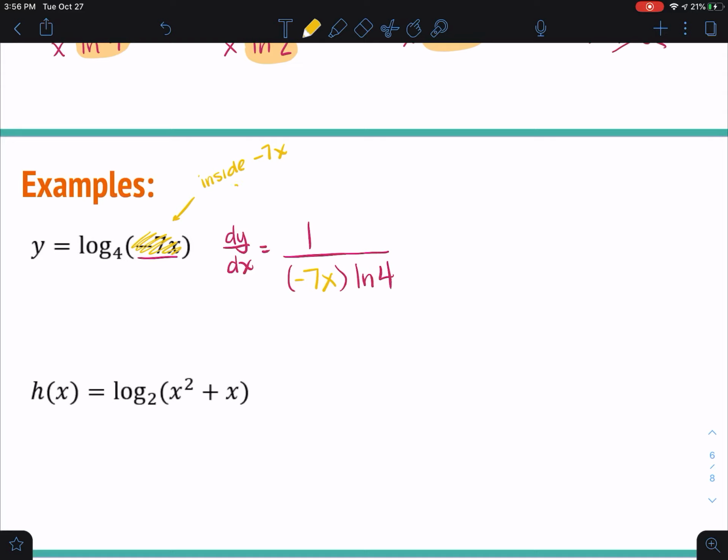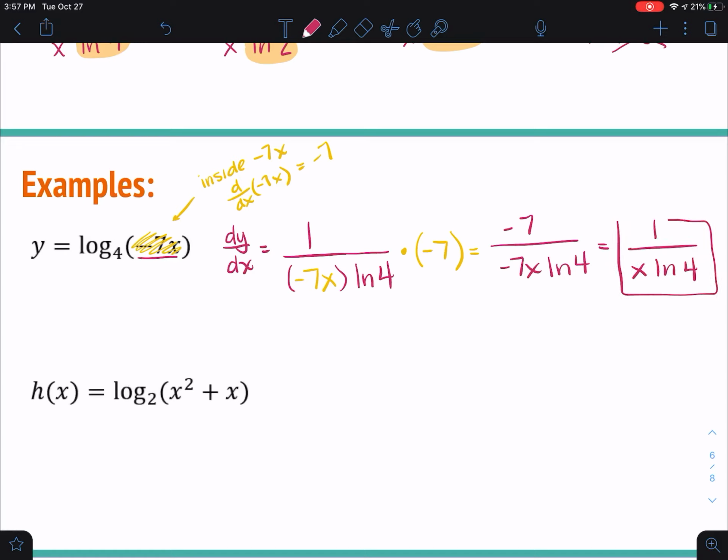So my inside was negative 7x. If I do the derivative of negative 7x, I'm just going to get negative 7. So now I need to multiply this outside by negative 7. Okay? So let's rewrite that. I'm going to get negative 7 over negative 7x ln of 4, my bad. Now I can actually cancel out those negative 7s. So it's really 1 over x ln of 4.